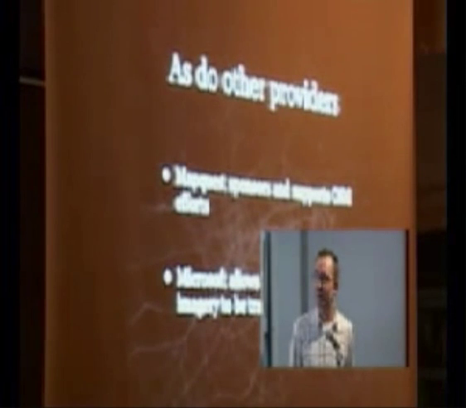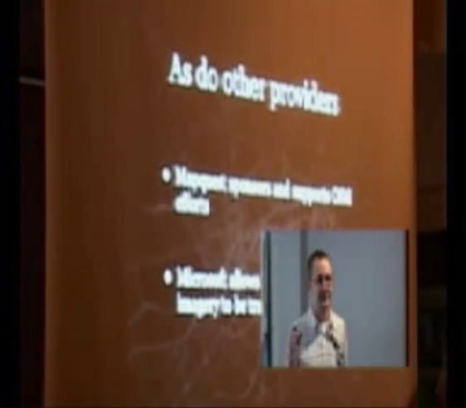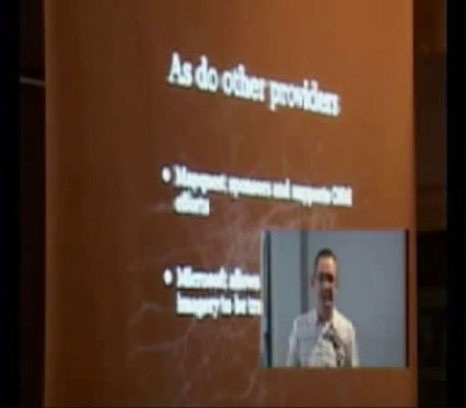And other providers as well. MapQuest in America sponsors and gets involved, and Microsoft actually let you trace over their aerial imagery. So you can actually map from your home. If you know where the road is, but you don't know the exact shape, you can trace over this aerial imagery and type in the name, as I'll get to later.